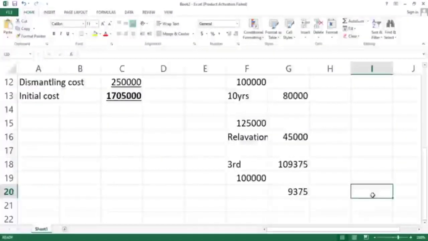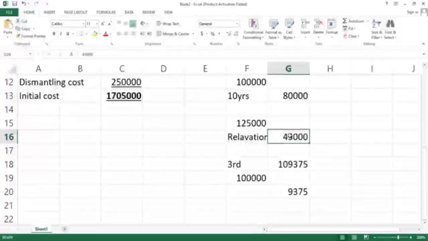So the question is, have you revalued these assets before? Is this the first time that we are revaluing this asset, or have we revalued it once before this one? We have revalued it before this one. So what was the gain that we got? 45,000. Now we are getting a loss of what? 9,375. It means that all things being equal, the gain should not have been 45,000, isn't it? Yes.